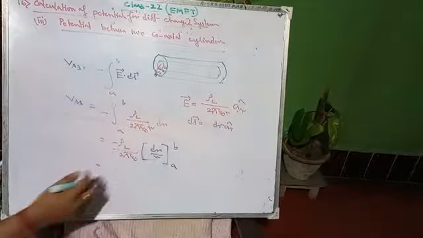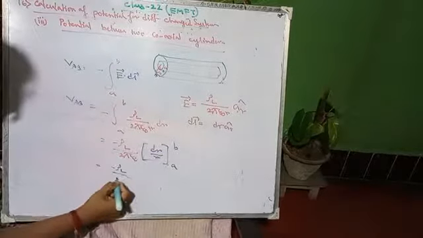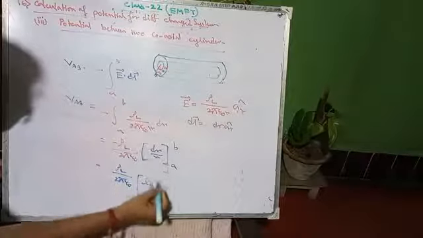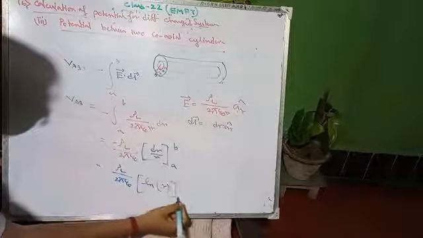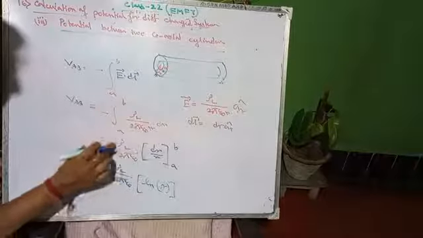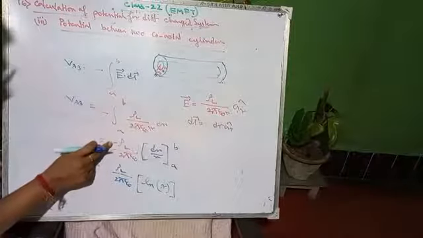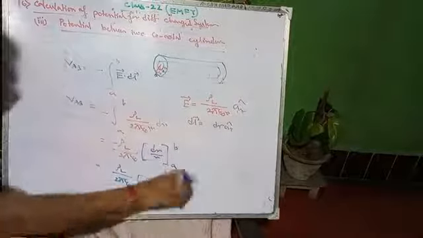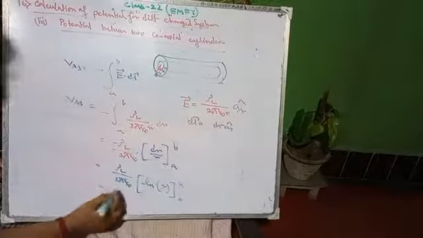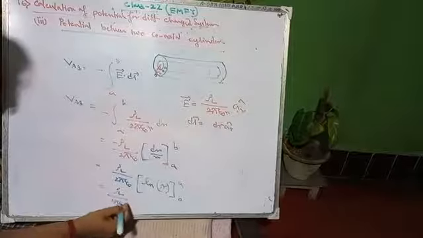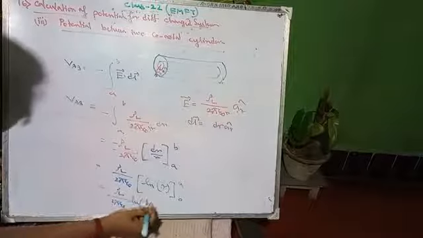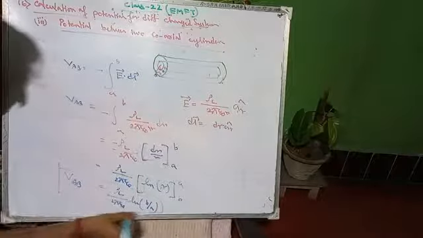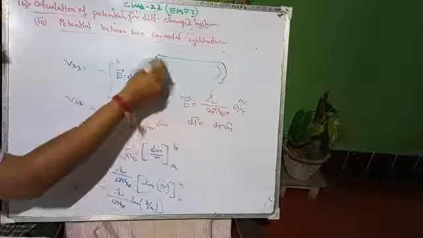So rho l by 2 pi epsilon naught, the negative sign will be treated here, so ln r with limits. Now we are taking this negative sign and it will be swapped, the limits will be swapped. So that will be the answer: rho l by 2 pi epsilon naught ln b by a, your VAB. This is the potential difference between two coaxial cylinders.